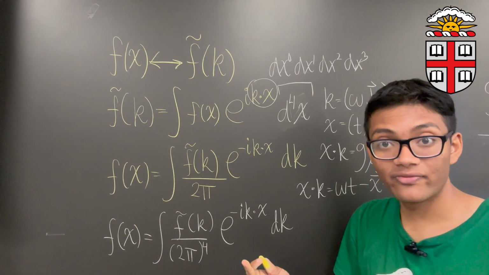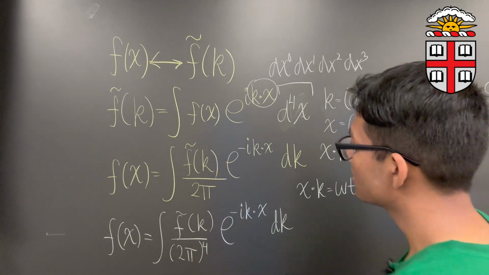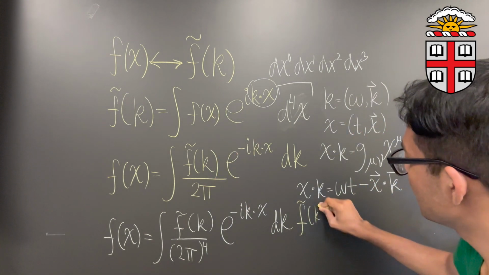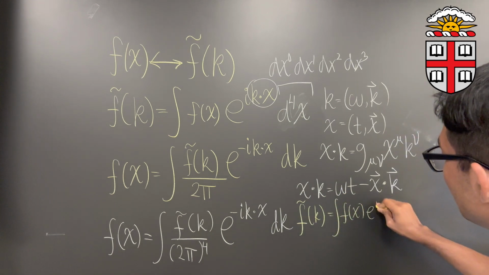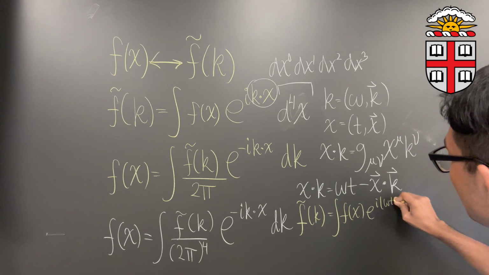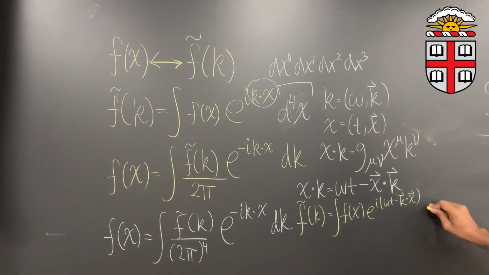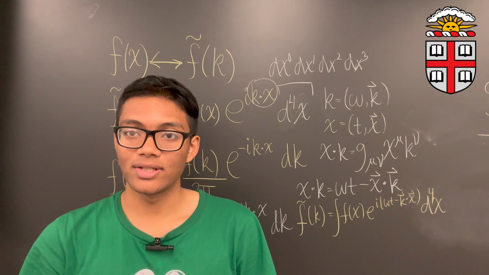So that actually looks very familiar, right? This is just another way to write a plane wave exponential. So this integral is going to simplify to f tilde of k is the integral of f of x e to the i omega t minus k dot x dx, or d to the 4th x. And that's all there is to the Fourier transform.